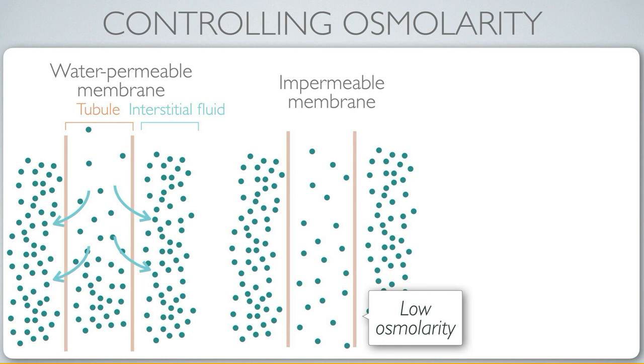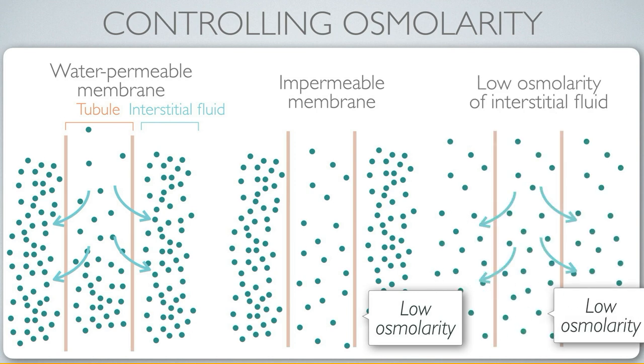Another way of manipulating the osmolarity is you can have a permeable membrane, but if the osmolarity in the interstitial fluid is low, then you're going to end up with a low osmolarity of the filtrate. So your urine ultimately will be of low osmolarity, even with a permeable membrane.